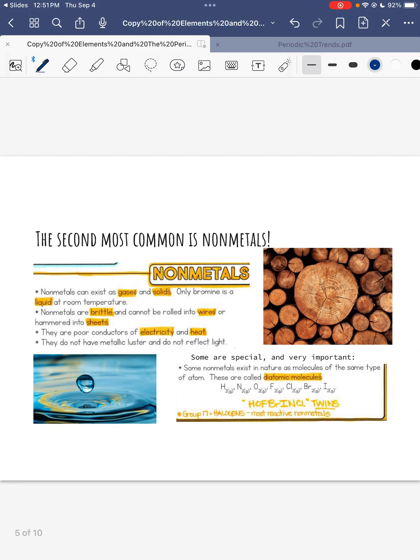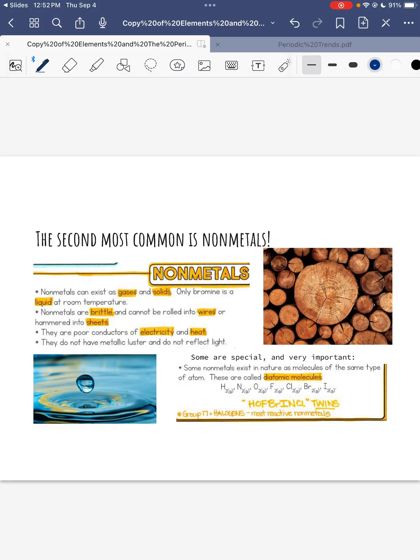The next most common group on the periodic table is our nonmetals, which are typically gases and solids. Bromine is a liquid at room temperature, but for the most part, they're gaseous and rarely solid. Nonmetals are brittle and can't be rolled into wires or hammered into sheets, so they are non-malleable and non-ductile. They're poor conductors of electricity and heat, and in many ways, they're the opposite of metals.